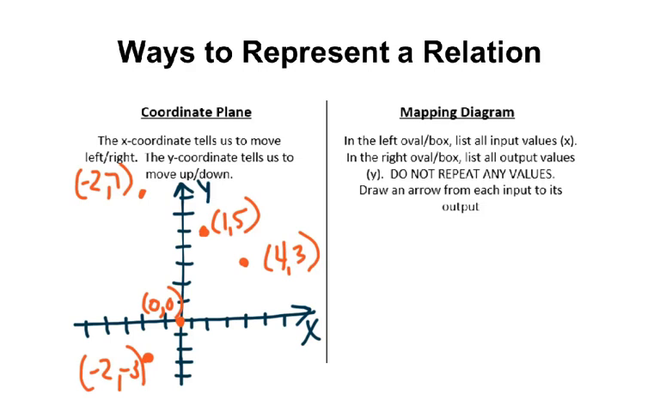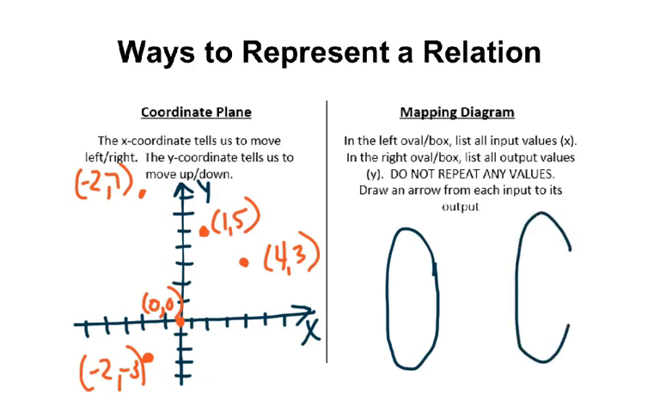Okay, so this last way to represent a relation is called a mapping diagram, and this is the one where we're going to have two oval shapes. Sometimes they're rectangles, I like them as ovals. And it's kind of like a table where the left one is your input and the right one is your output. But we're not going to repeat any x values, okay?